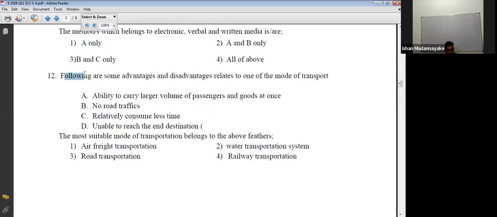Okay, right. Lamai, look at question number 12. Following are some advantages and disadvantages relating to one of the modes of transport: ability to carry large volume of passengers and goods at once, no road traffic, relatively consumes less time, unable to reach the destination. The most suitable mode of transportation belonging to the above features is? What's the answer for question 12?